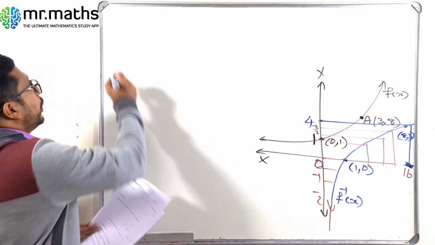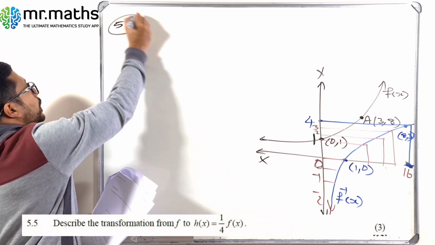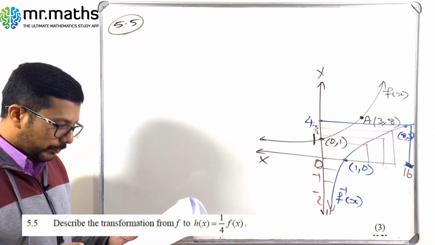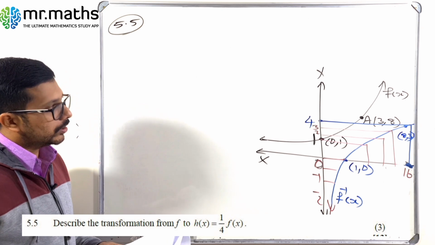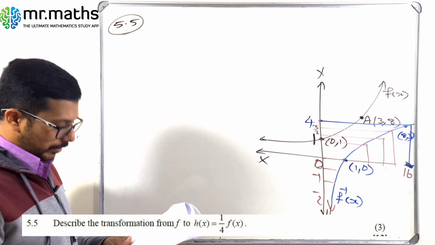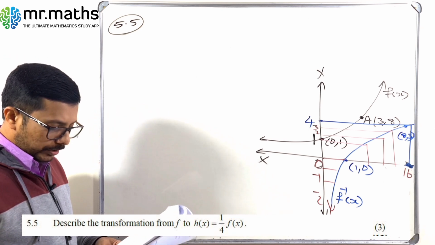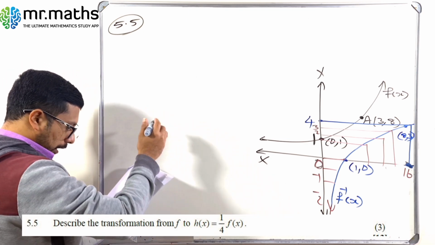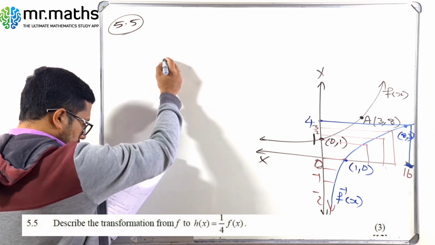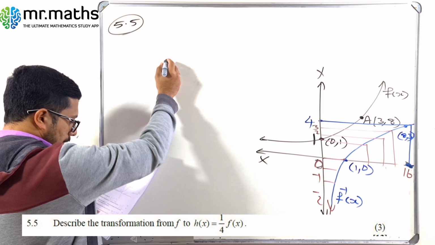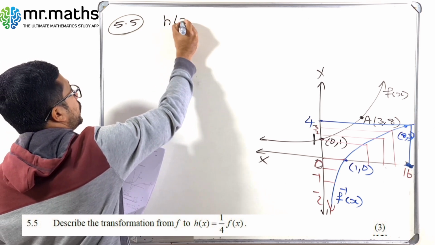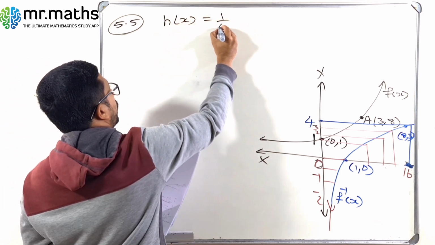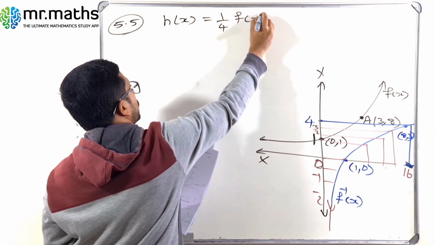Question number 5.5. What is that question? Describe the transformation from f to h. Okay, h of x is equal to 1 by 4 f of x. So what is h of x? 1 by 4 f of x.